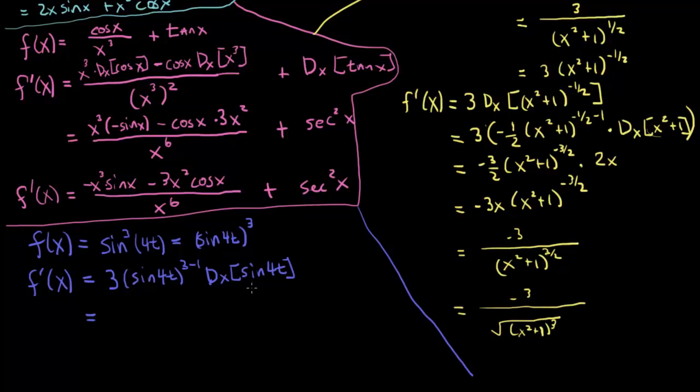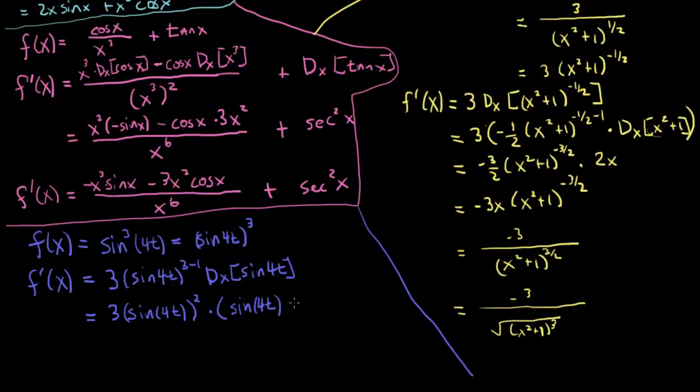So we have to do another derivative over here. So we have 3 times the sine of 4t. Now that is all raised. Oh, you know what? I could just do this. Sine squared. Actually, for the time being, I'll do it this way. Squared. Multiply. Now, what's the derivative of sine of 4t? The derivative of sine of 4t is, okay, it is the sine of 4t.